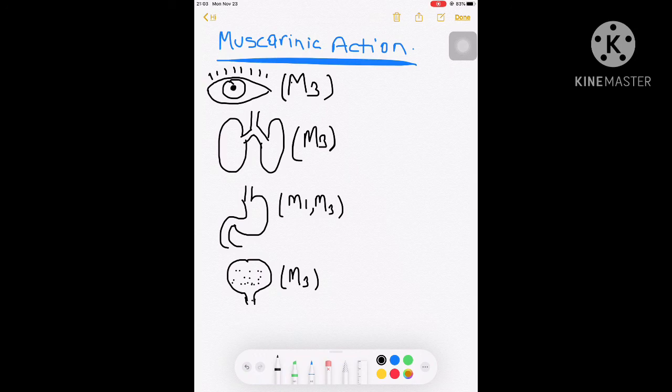First of all, let's start with the eye. As we discussed earlier, the eye has the M3 type of muscarinic receptor. When acetylcholine acts on the M3 receptor of the eye, it causes contraction of the circular muscles of the iris, thus causing miosis. Miosis means the pupil becomes smaller in size, a constricted pupil.